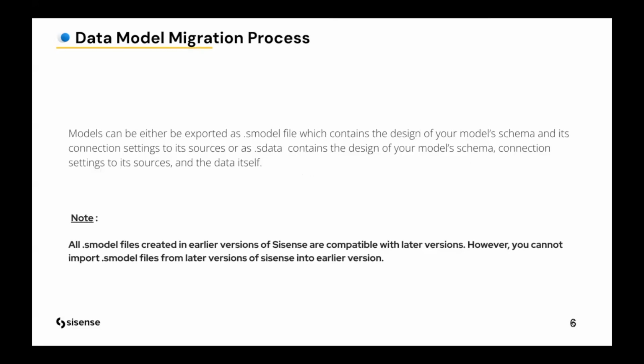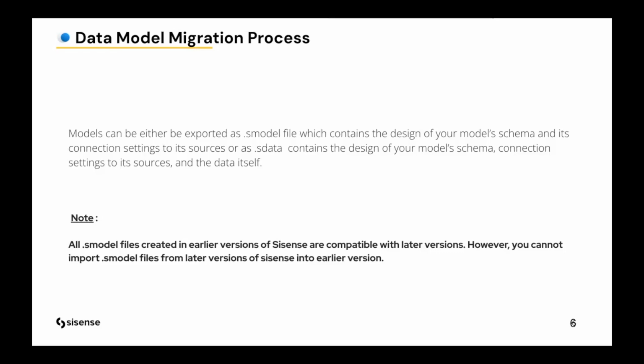The model can either be exported as .s model file or .s data file. .s model file contains the design of your model schema and its connection settings to its source. .s data file contains the design, the connection, and the data itself.